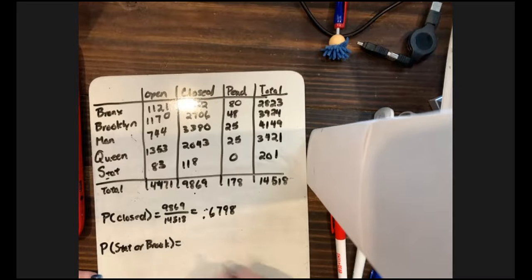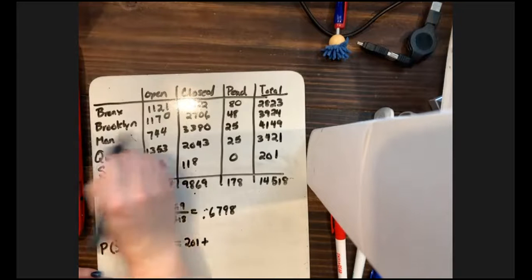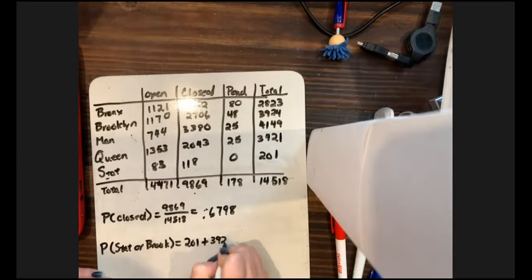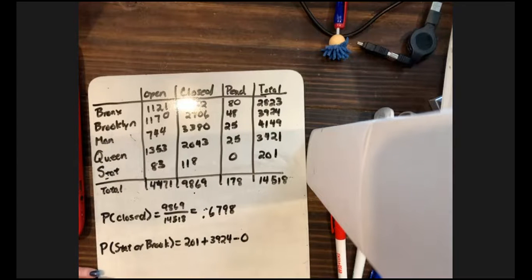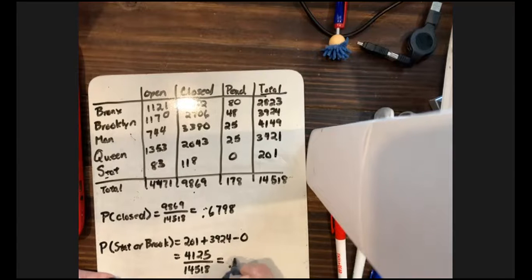And then the last one they want us to do is the probability of Staten Island or Brooklyn. Okay. So Staten Island's, which is 201. We're going to add all of our Brooklyn minus the overlap. Guys, there is no overlap between Brooklyn and Staten Island, okay? So that's going to be 0, which is going to give me a total of 4125 out of our 14,518, and that is 0.2841 when it's in its decimal format.